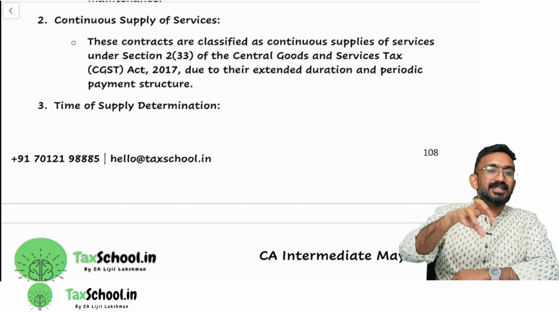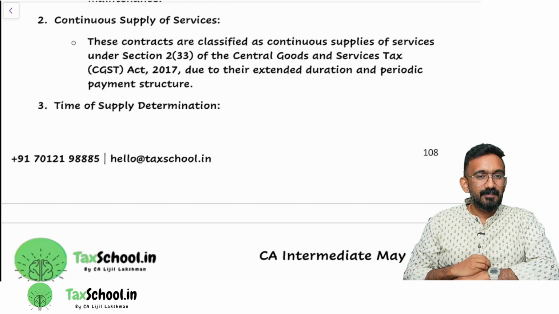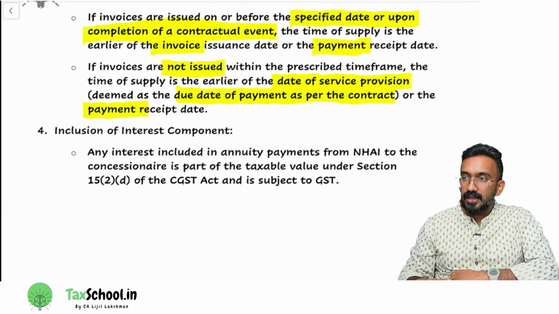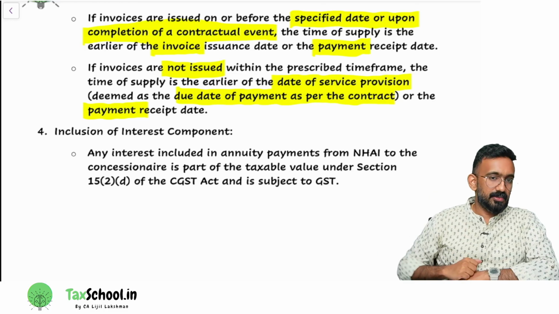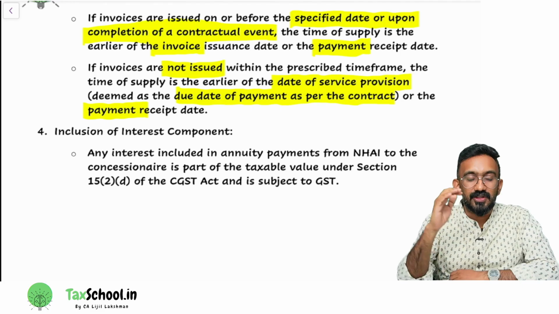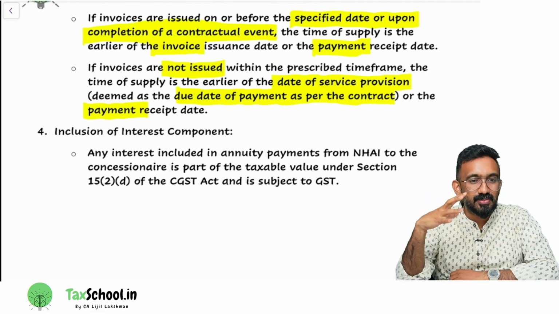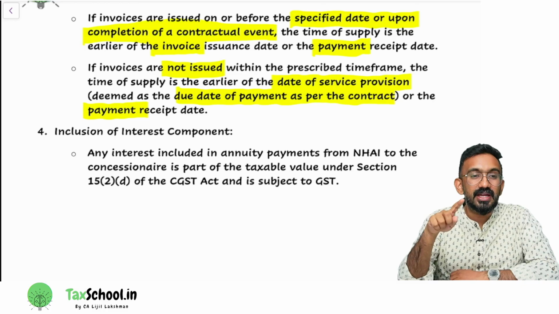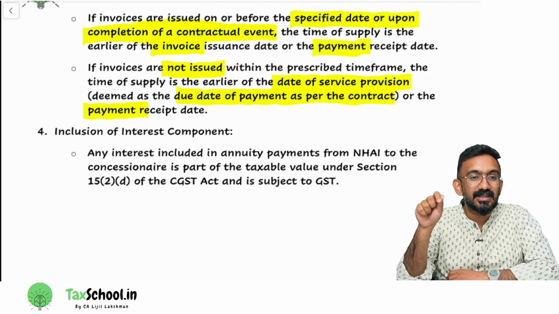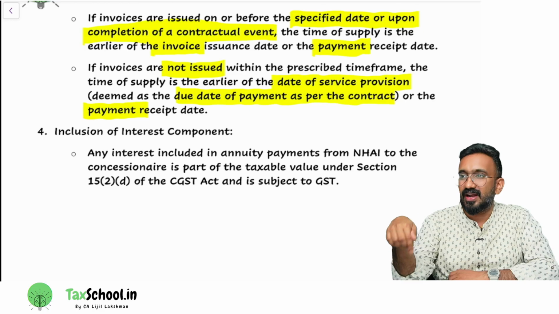Then how will I determine time of supply? What is the due date of issuing invoice? I'll have to look at the contract. So look at the time of supply provision. Now, the due date of invoice will be what date? If the contract mentions the date on which payment is to be given, that date. If not, it is linked to completion of a milestone or an event. It will be the date on which they have completed the milestone that is given in the contract.